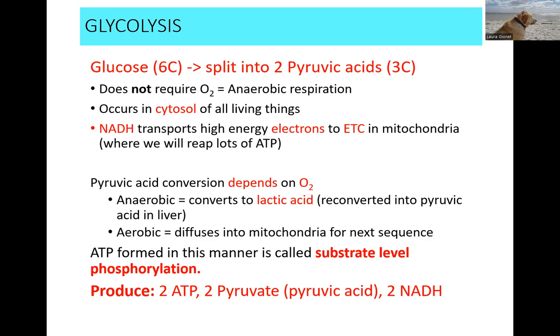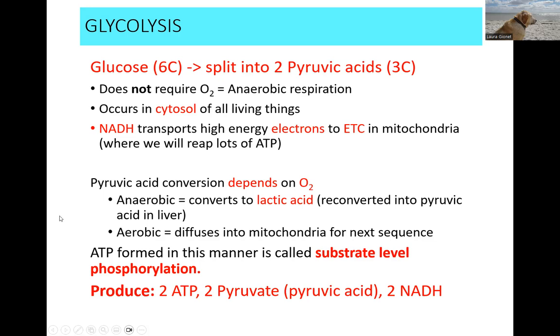NADH transports high energy electrons to the electron transport chain in the mitochondria, where we will reap lots of ATP. All right, so NADH is kind of a vitamin like FADH that is going to transport hydrogens. That's all it's meant to do. It's meant to bind with a hydrogen here and drop it off over there. And then it goes back again, grabs a hydrogen and transports it to the last phase in the electron transport chain. FADH, or FADH2, is going to do the same thing.